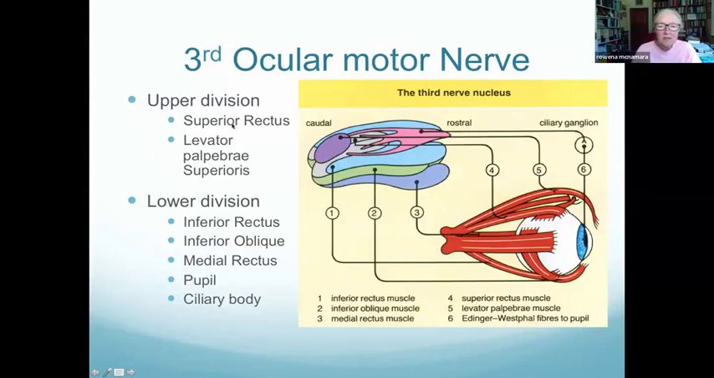So the nerve divides into two sections. There's an upper section and a lower section. And as I said, you can get different variations of damage. You can get a variation where it's only the upper division affected, and you can get a variation where it's only the lower division which is affected.